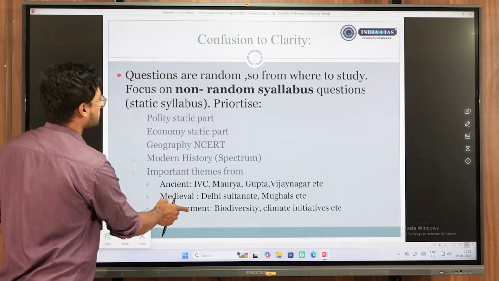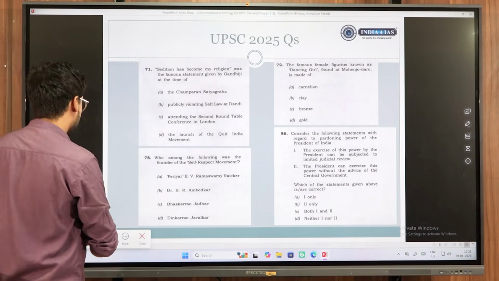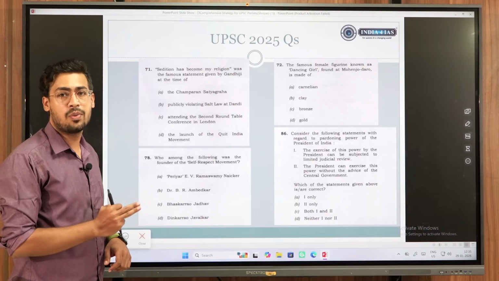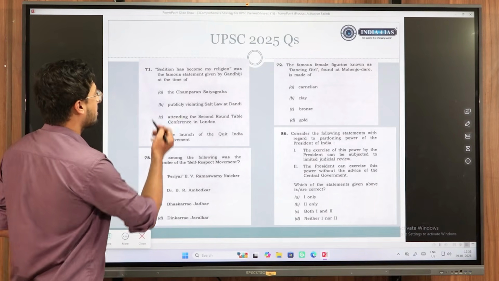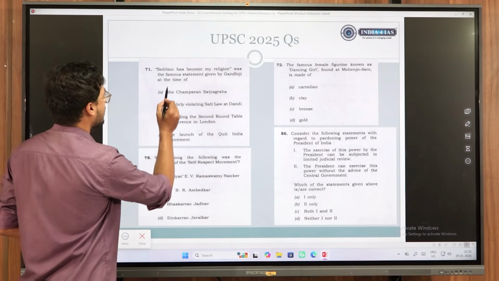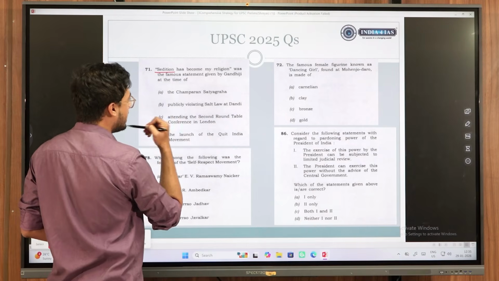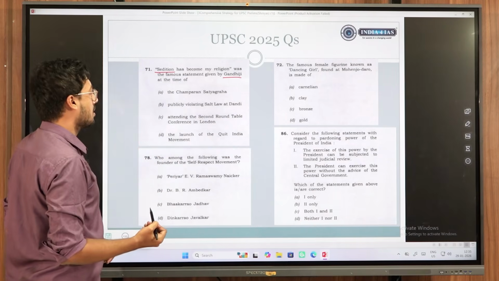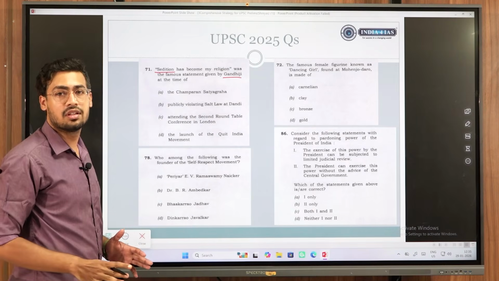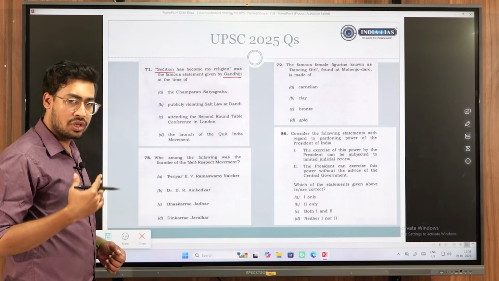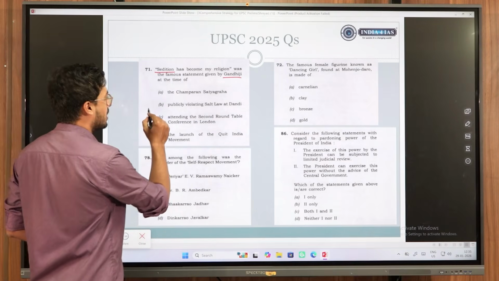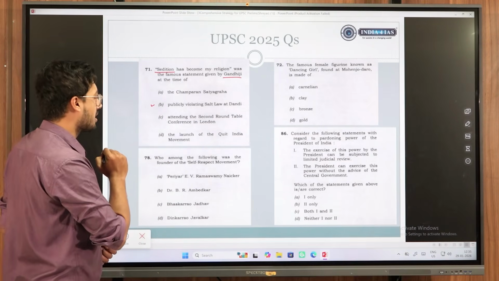Moving ahead, whatever I have said, I will try to justify each of those with the help of PYQs. Like I said, this was the 2025 paper. There was a question on sedition: "sedition has become my religion." It was said by Gandhi during which of these moments? See, this is a very simple fact that is mentioned in Spectrum. If we had control over static, we would have easily answered it. It was during the Salt Satyagraha.